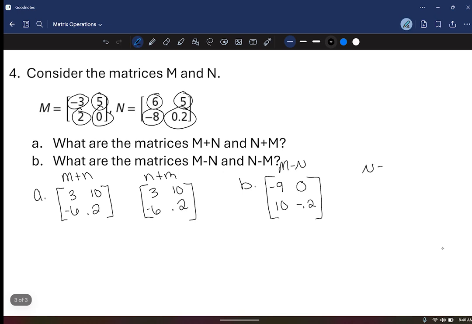So now we're going to do N minus M. So we're going backwards this time. So we need to do 6 minus negative 3. That would be 6 plus 3, which is 9. 5 minus 5, which is 0. Negative 8 minus 2, which is negative 10, and 0.2 minus 0, which is 0.2.